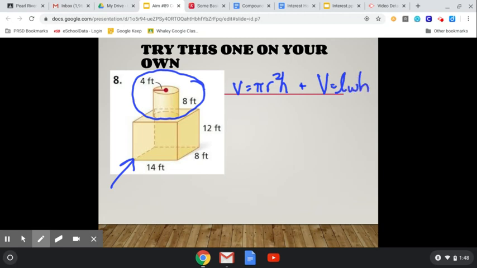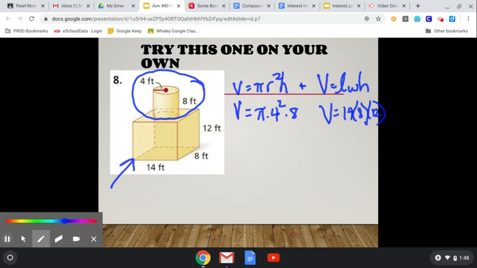Well, actually, let me substitute in my numbers here. The radius for that cylinder on top is 4. The height of that cylinder is 8. The volume down here is 14 times 8 times 12. All right, let me pause while I do the math on this, and we'll come back with the answer.